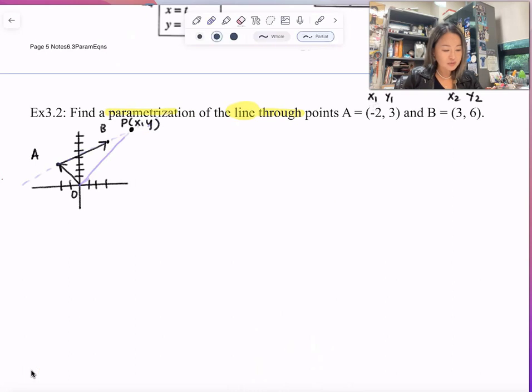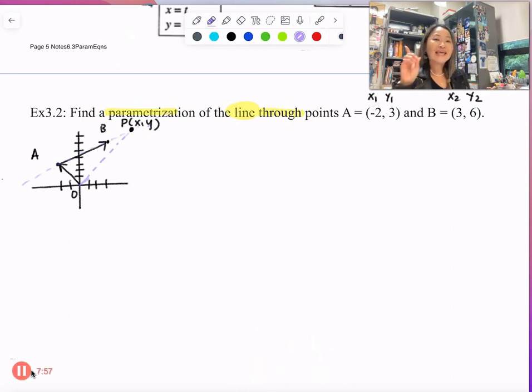Maybe I should put a dotted line there so you understand, right? It's going to go through that P. Now, let P(x, y) be an arbitrary point on the line through A and B. Okay, so that's a statement. Let P(x, y) be an arbitrary point on a line that goes through points A and B. Okay, now a couple of facts. Let's write a couple of facts.